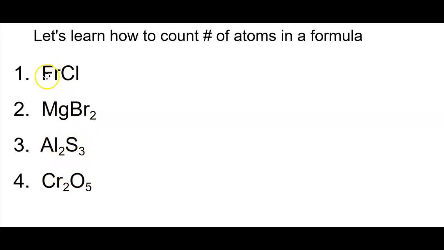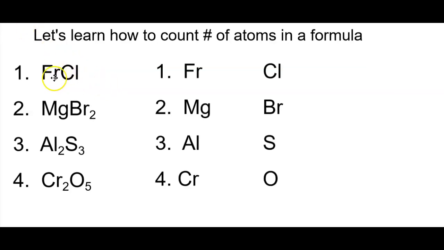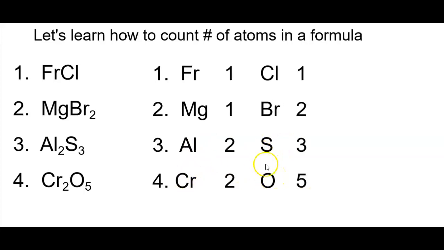So basically you're going to just count how many. If there's nothing after them, there's a 1. So we got to list our atoms first: francium, chlorine, magnesium, bromine, aluminum, sulfur, chromium, oxygen. So as you can see here, we have 1 francium, 1 chlorine, because there's nothing after those.